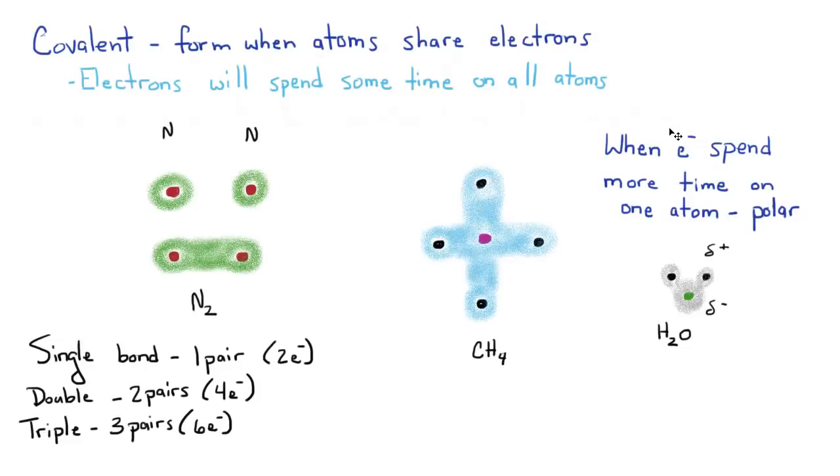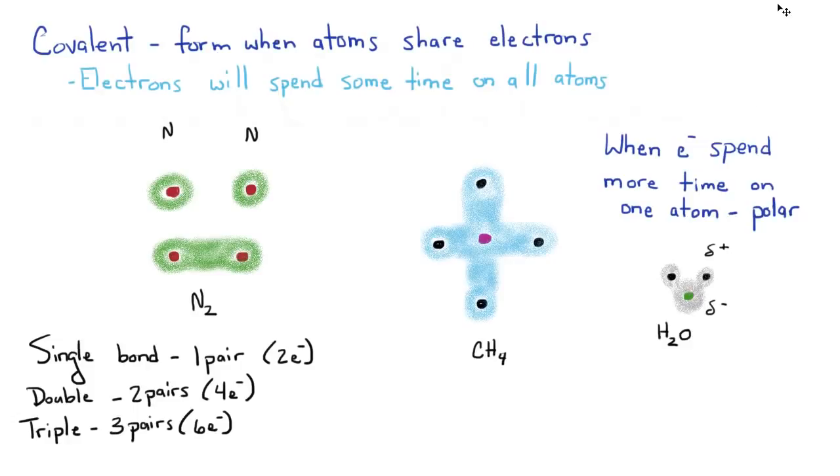And when electrons spend more time on one particular atom, you get what is called a polar bond, polar covalent bond. This means that each atom is going to have a partial charge. Oxygen is going to pull electron density from hydrogen, so oxygen is going to have a partial negative charge. Hydrogen is going to have a partial positive charge.